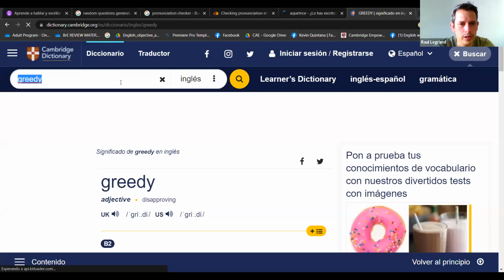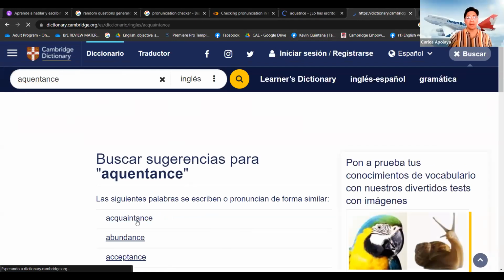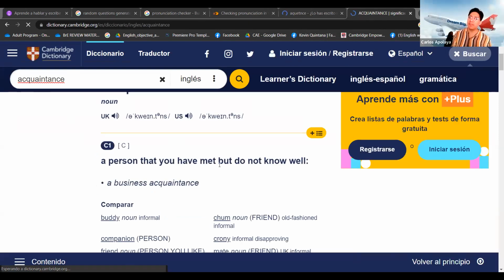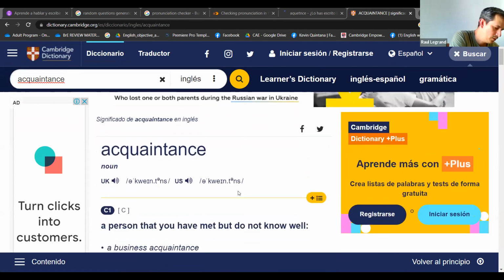Yes, greedy. Okay. Greedy. Acquaintance. This one, acquaintance. A person that you have met, but do not know well. It's written like that, right? AC, ACQUAINTANCE, acquaintance. Acquaintance, as I said before, vowel sound.